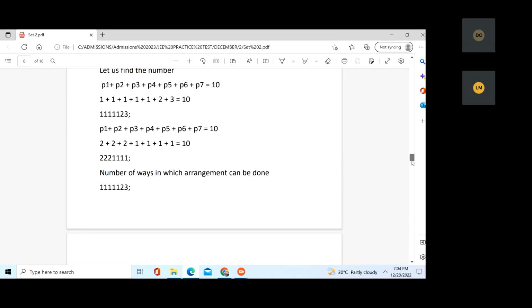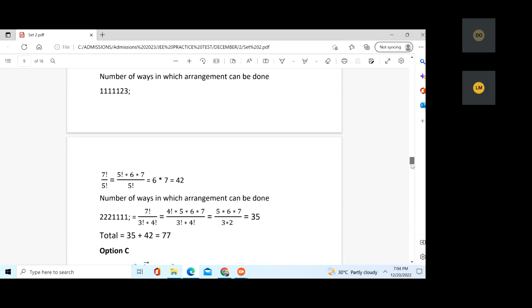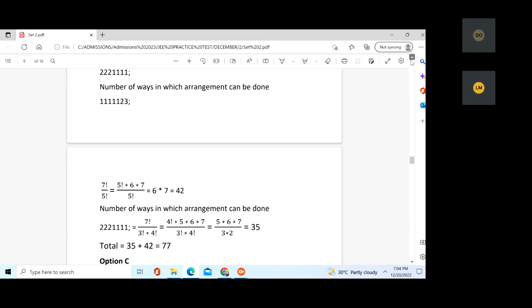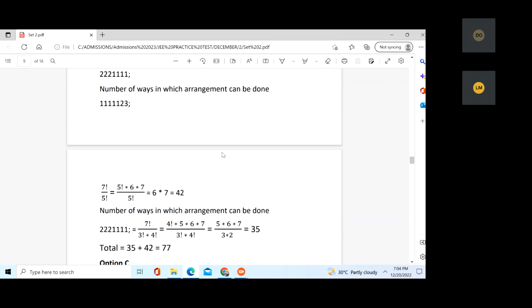So I hope in this question you have received the 7-digit numbers. Now we need to find the 7-digit numbers using the combination 1 to 3 and the sum as 10. Now you need to find the number of ways in which you can arrange it. So we have the first option as this. How are we going to arrange it? It will be 7 factorial divided by 5 factorial, since you have given 5 ones. So the 5 factorial and 5 factorial get cancelled, and you have 42 here.